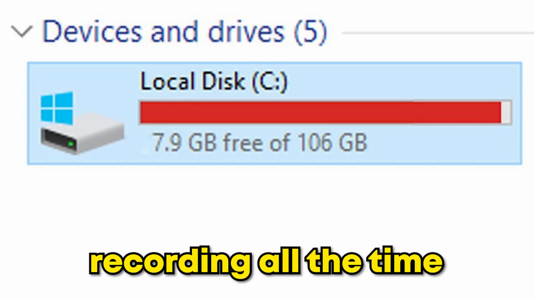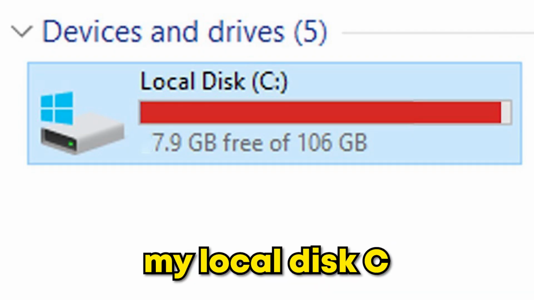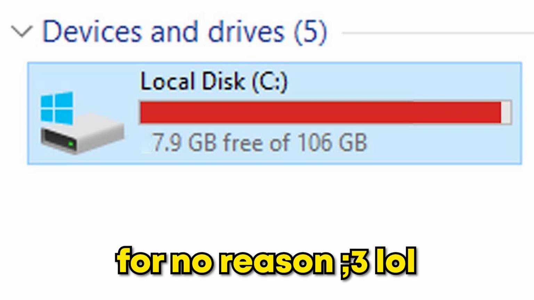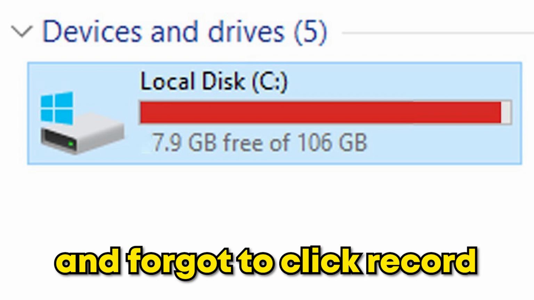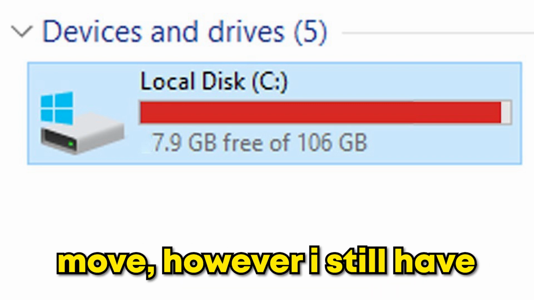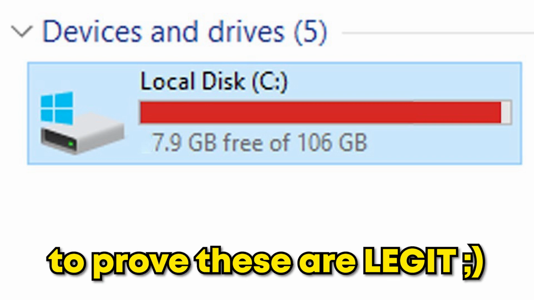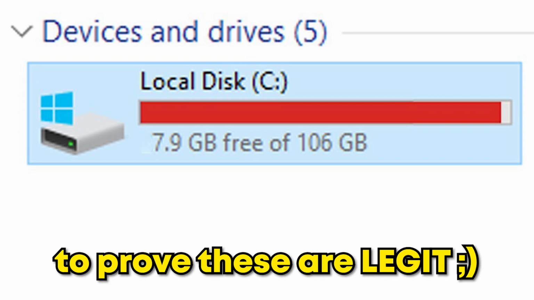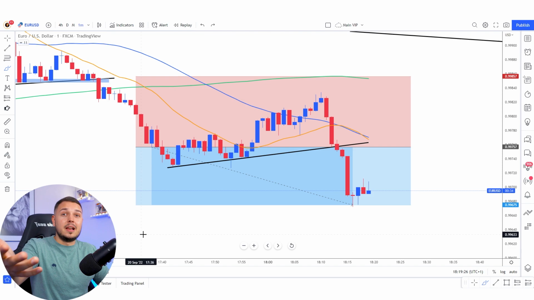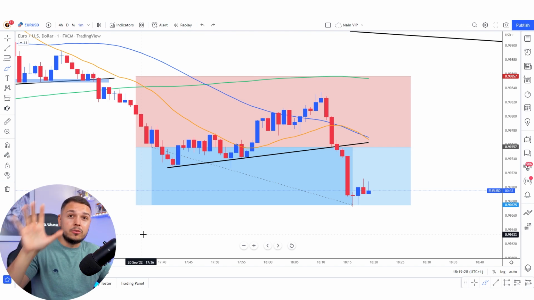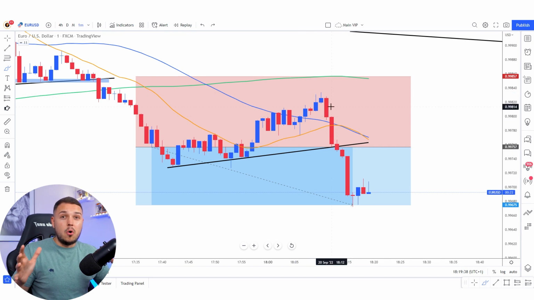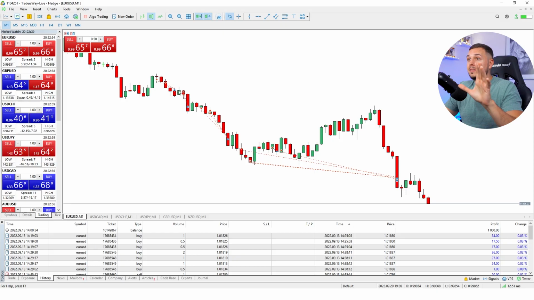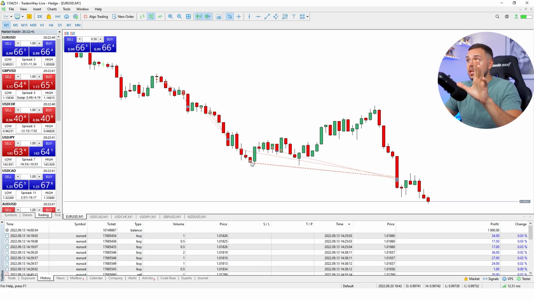So because I was recording all the time, my local disk C decided to be full for no reason. So I stopped the recording, sorted out my disk space, and forgot to click record. So I missed an exciting move. However, I still have the balance and MetaTrader to prove that these trades are legit. So what you actually guys missed is me telling you guys that I'm going to do a part 2 for this series, because this move over here has exhausted all my brain cells and my nerves, and I just cannot continue. We can see where I actually entered the trades just over here.